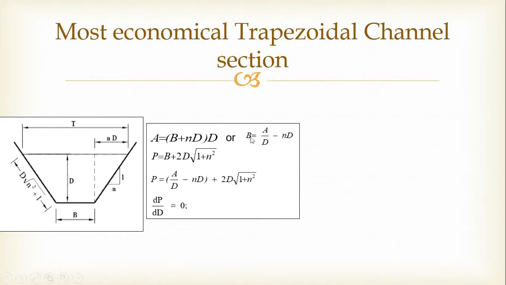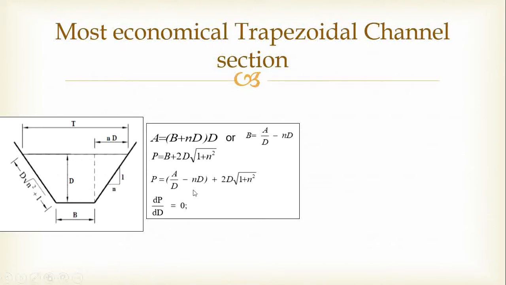This b I will write in terms of area. Area is constant, so b I will write in terms of area and depth. Wetted perimeter is one of the sloping sides, the bed of the channel, and the other sloping side. So b plus 2 times d into root of n square plus 1. One of the sloping sides is found using this triangle.